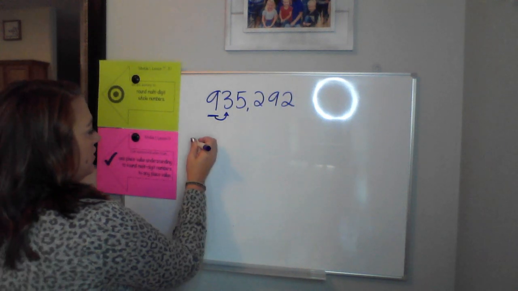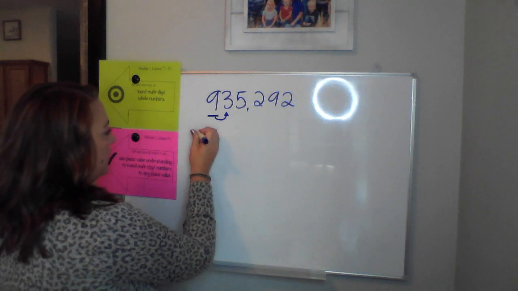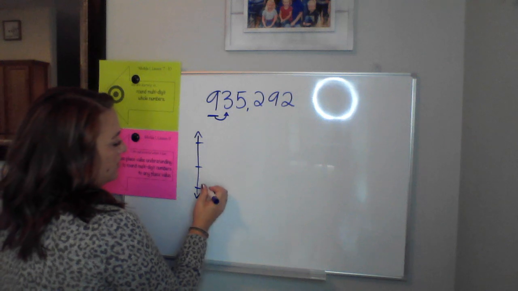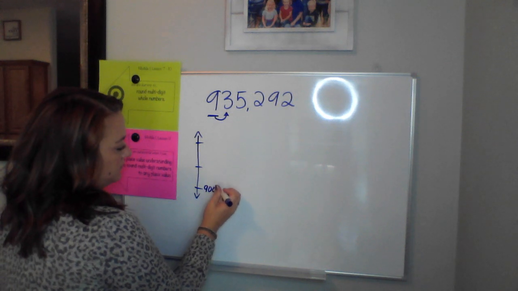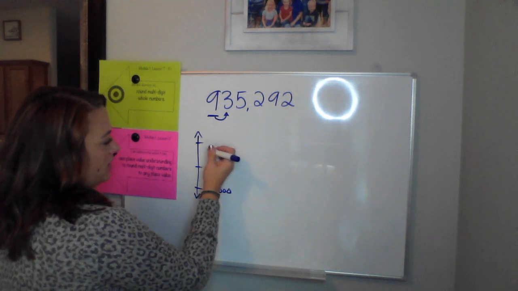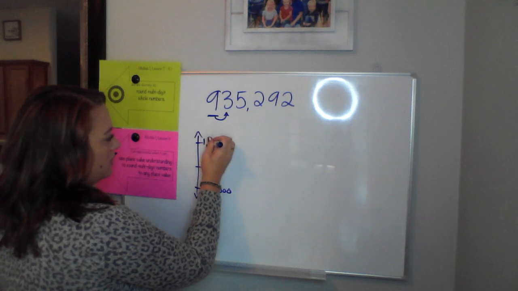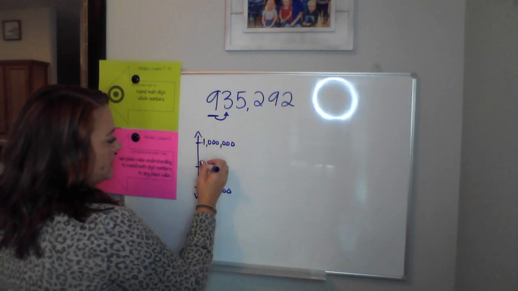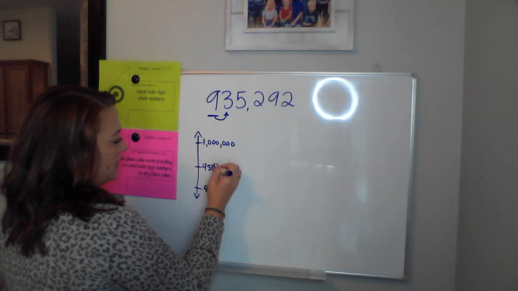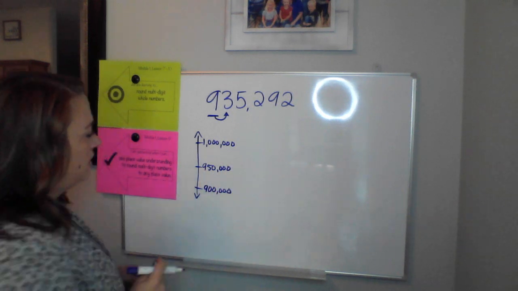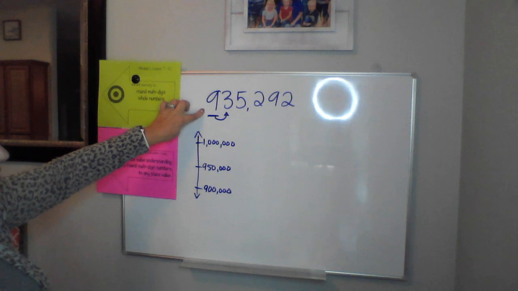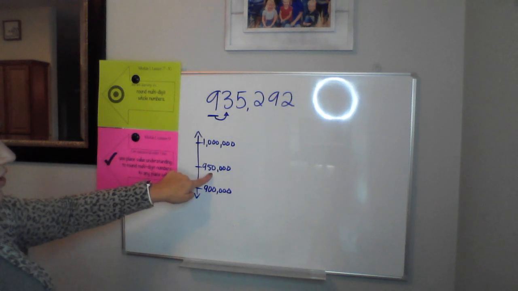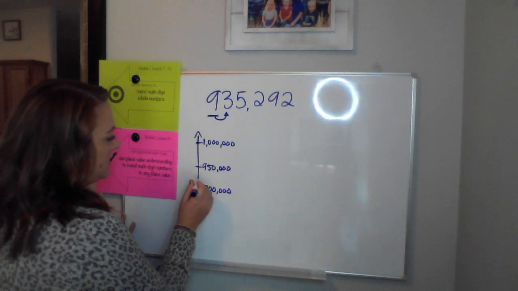But we can always check on our number line. So our lower end is going to be 900,000. Our higher end would be 1 million. Halfway point is 950,000. So now we can plot our numbers. So if I have 935,000, that's less than 950. So that would go here.